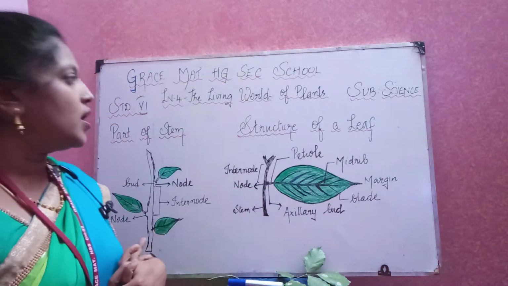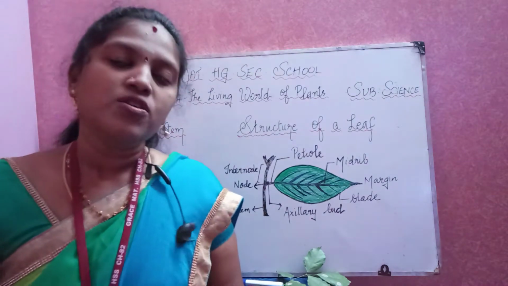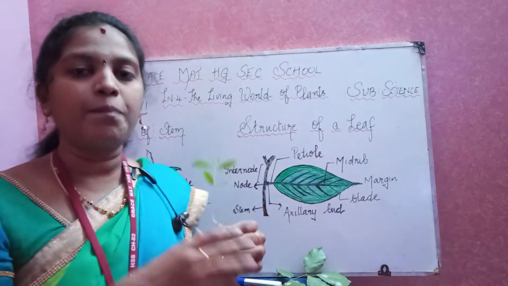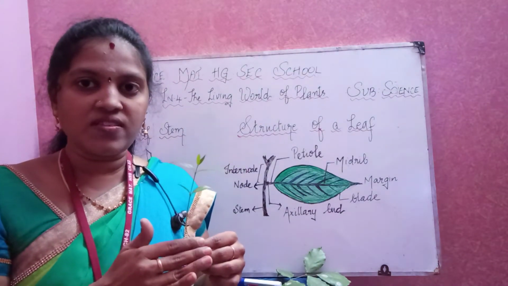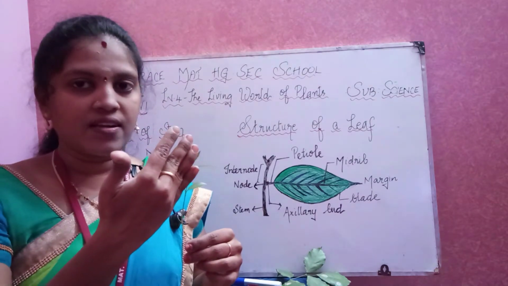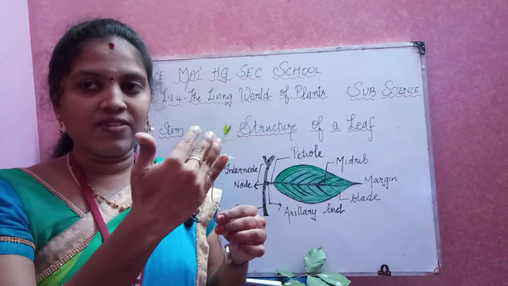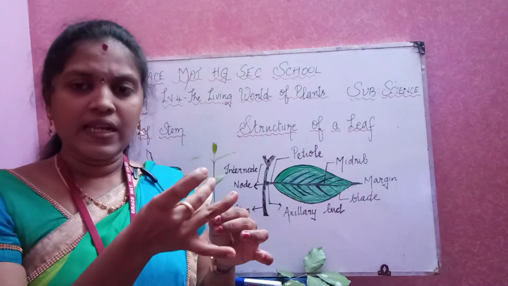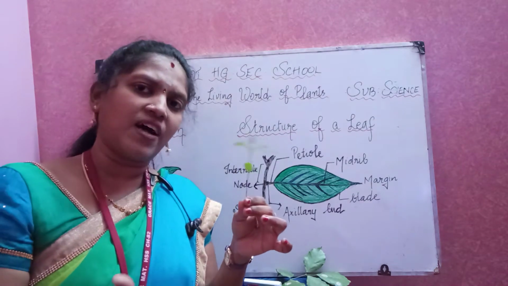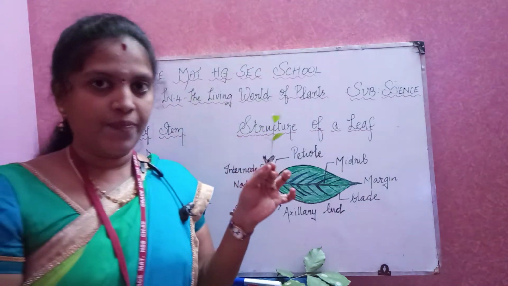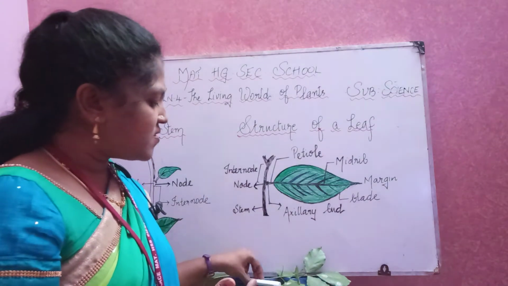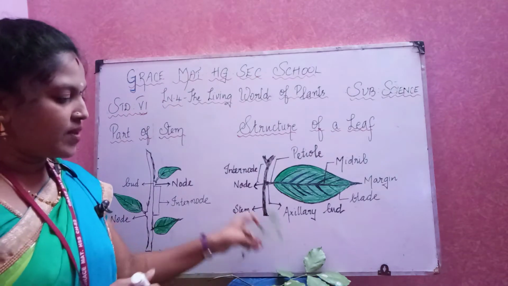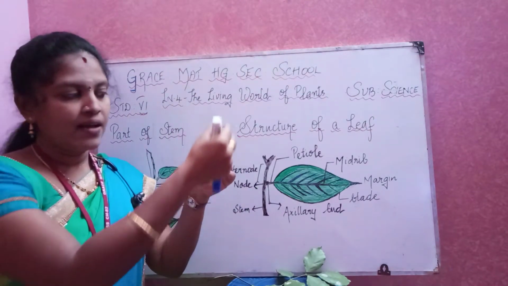Now let's move on to the shoot system. Okay, children, so what is the shoot system? I told you the shoot system is the part of the plant which can be seen just above the soil. Is it clear for you, children? The stem, leaves, flowers, fruits, all come under the shoot system. Now, what is the main axis? The main axis of the plant is our stem. The axis is the center part of the plant, which is the stem.